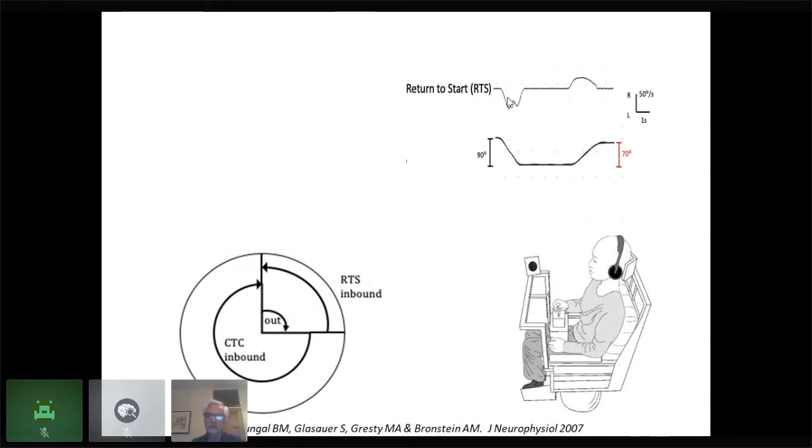And this is a return to start, RTS, so the subject goes in the opposite direction. And this is the displacement signal. So in this case, a 90-degree stimulus was only given a 70-degree response. So this was a hypometric response. So the gain of this response would be below 1. An optimal response would be 1.